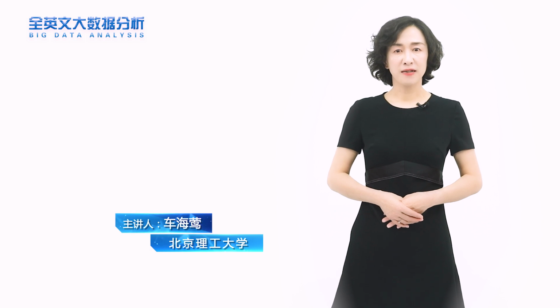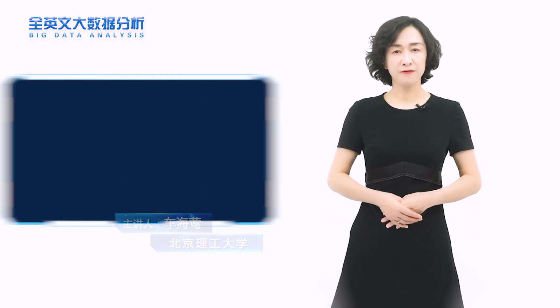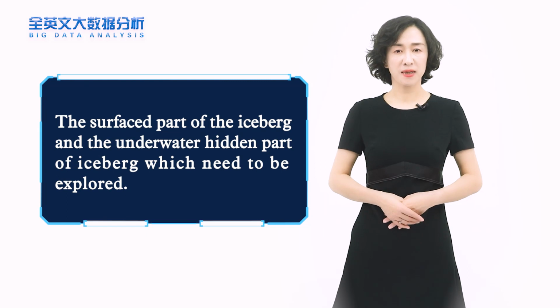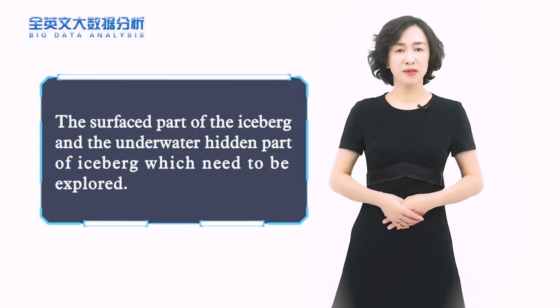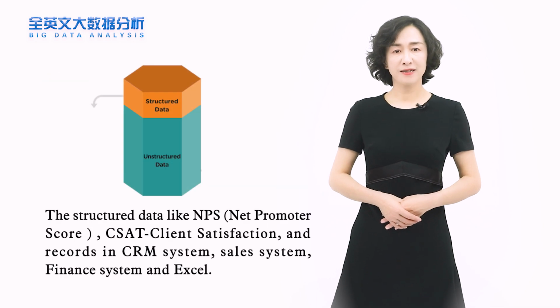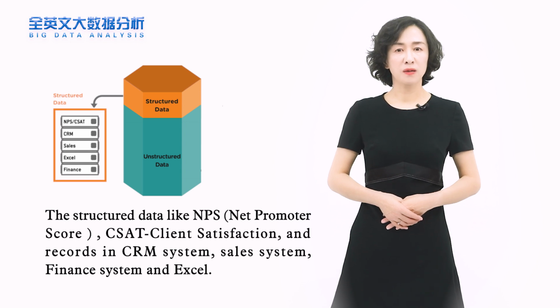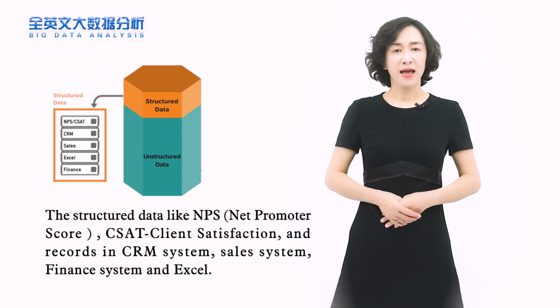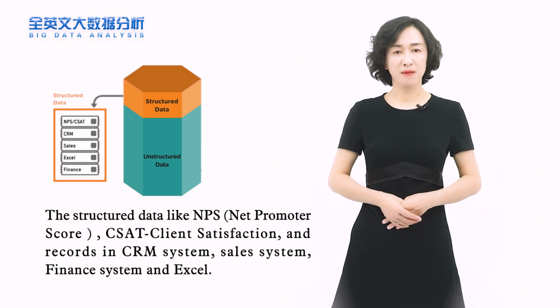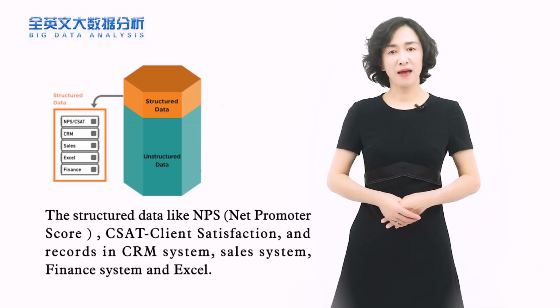The structured data is like the surfaced part of the iceberg, and the unstructured data is like the underwater hidden part of the iceberg, which needs to be explored. The structured data includes things like Net Promoter Score, CSAT client satisfaction, and records in CRM system, sales system, finance system, and Excel.